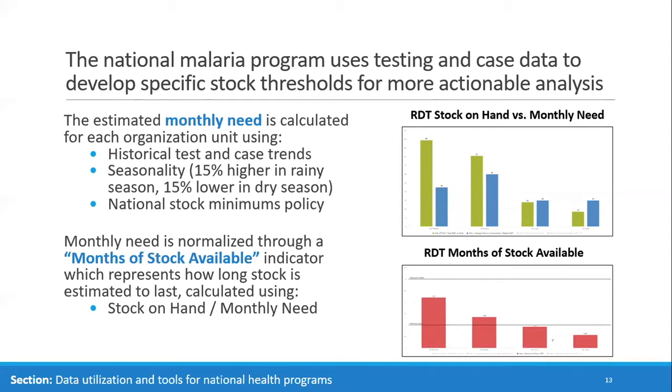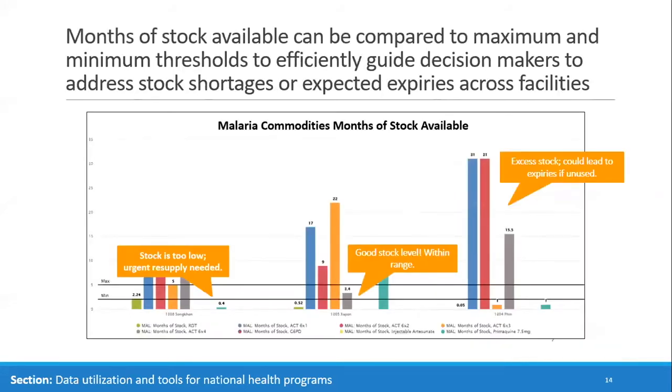But we can calculate months of stock available by looking at our stock on hand over our monthly need to normalize this and make it a bit more comparable. And so one way that the program is now visualizing this is comparing this months of stock available to maximum and minimum thresholds. I think this is between 3 and 5 months, for example, for a health facility level, to guide decision makers to be able to address stock shortages or expected expiries.